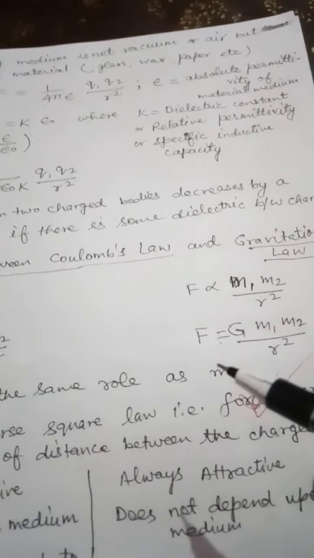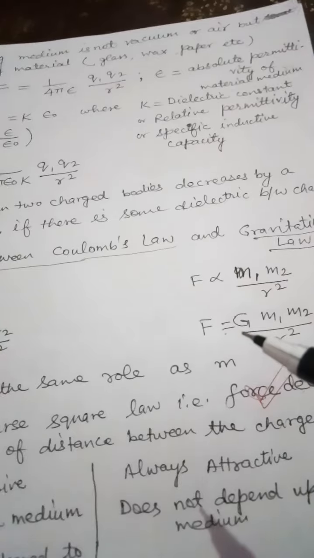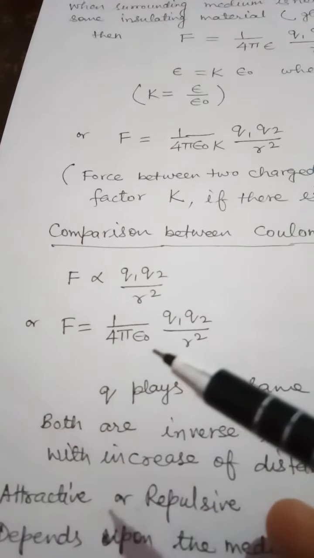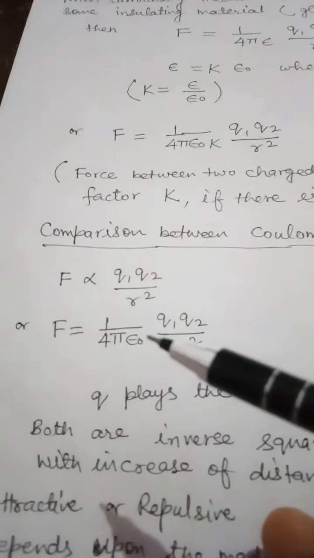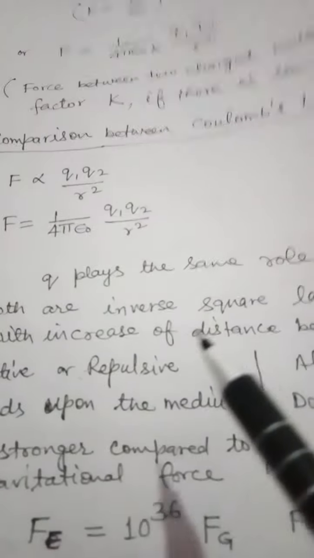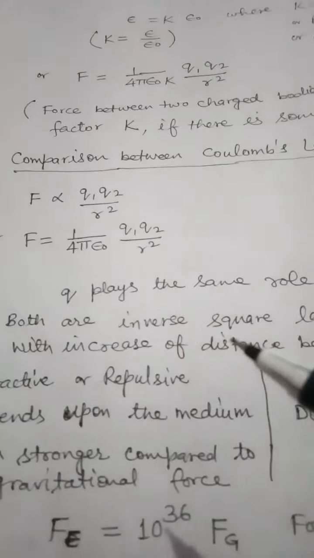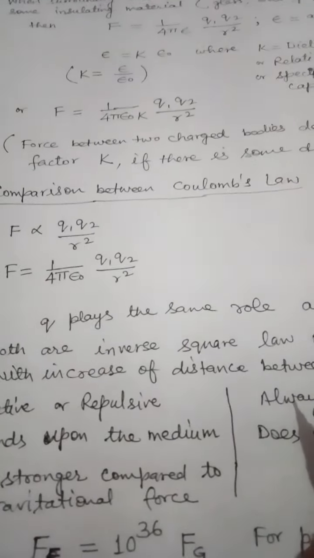If you write it in equal form, F is equal to capital G m1 m2 upon r square, where capital G is the universal gravitational constant, and here we can say F is equal to 1 upon 4 pi epsilon 0 or epsilon 0 k, depending upon whether there is a dielectric medium or vacuum. So what we see here, Q plays the same role as M. Both are inverse square laws, that is, they depend on the square of the distance between them.